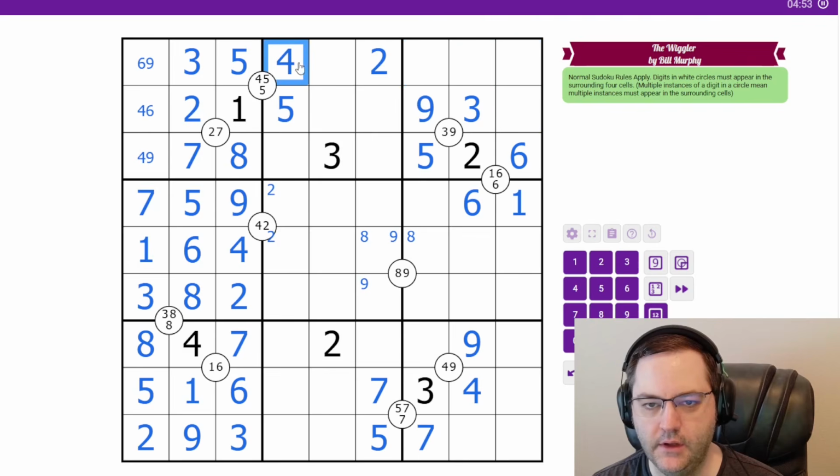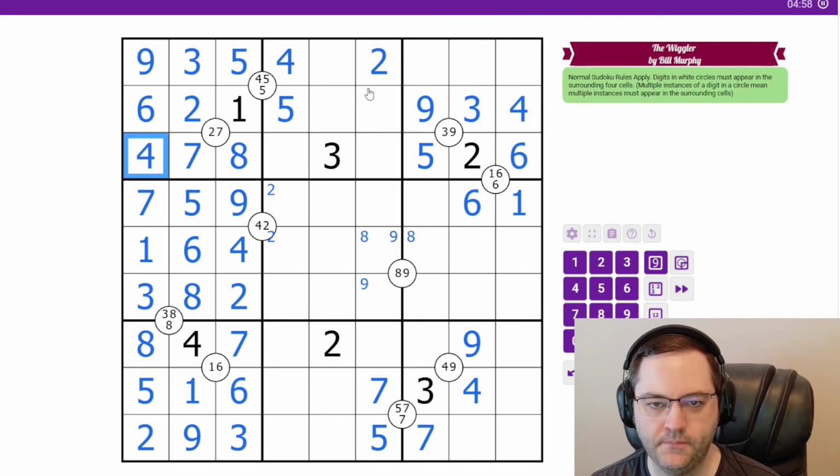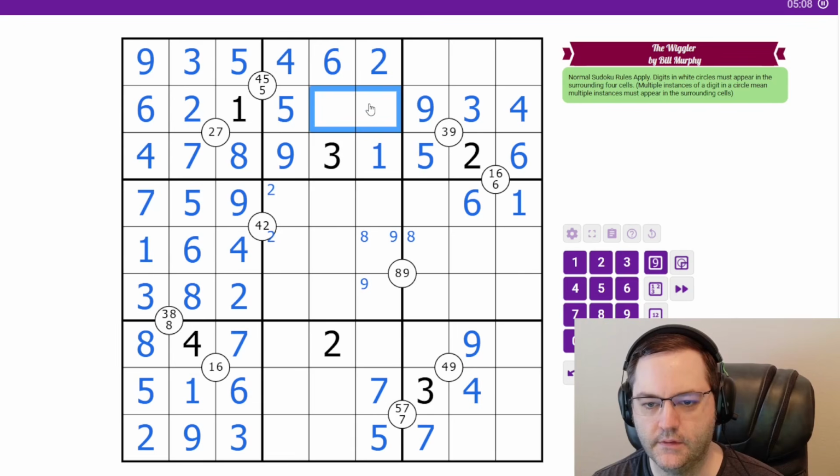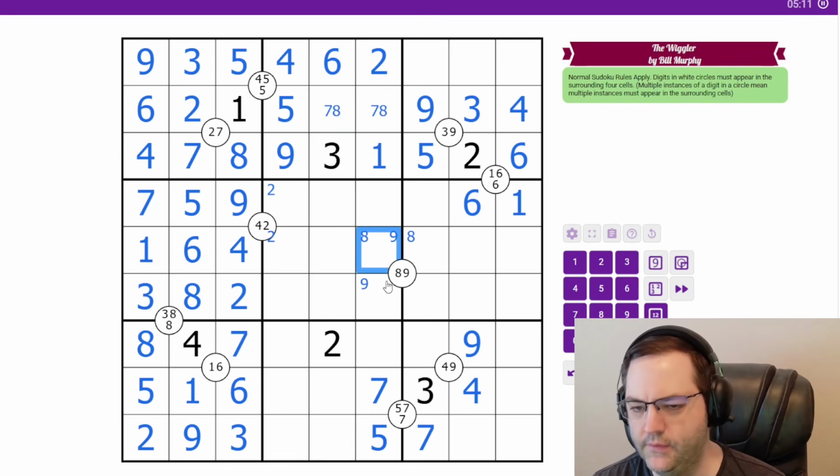1, 4, 7, 8. The 4 can't go in those cells, so it goes there, and that is going to resolve this. These are 1 and 9, and we know the 9 in this column isn't one of these, so this must be the 9. That's a 6.